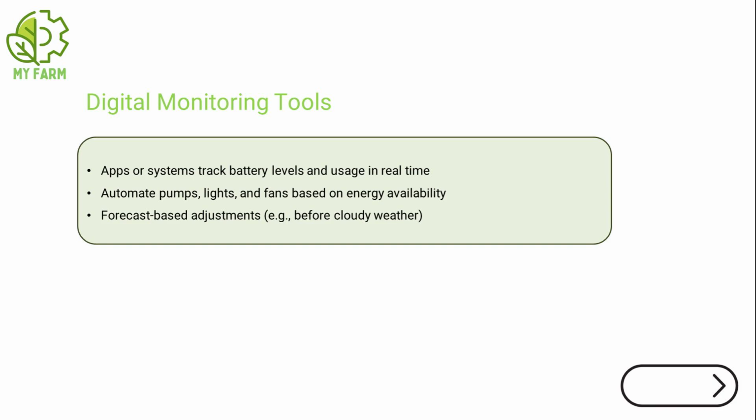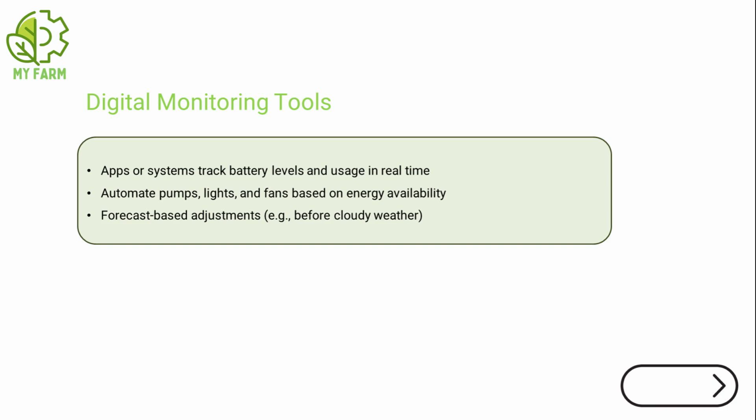Forecast-based automation brings even greater intelligence. If cloudy weather is predicted, the system can pre-charge batteries, postpone certain energy-intensive tasks, or adjust cooling systems in advance. Likewise, when a sunny or windy day is expected, operations can be scheduled to make full use of the incoming renewable energy. This proactive management ensures energy availability, reliability, and maximum efficiency.